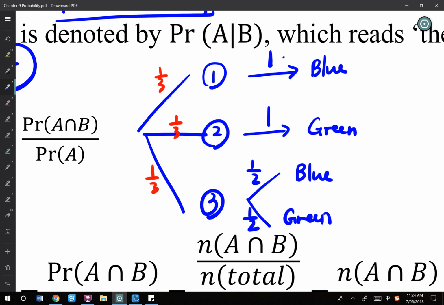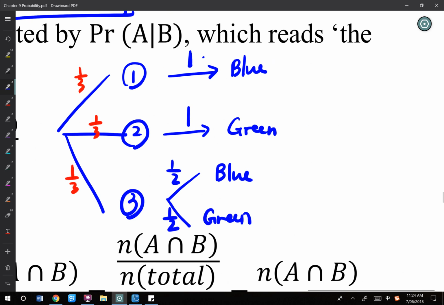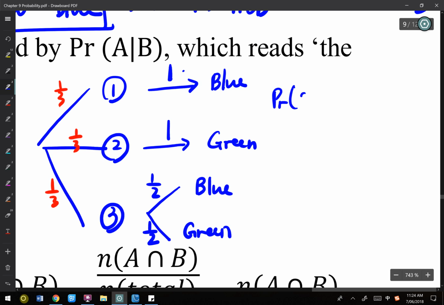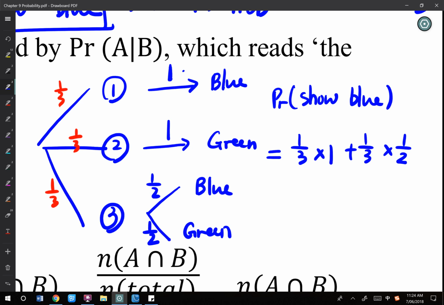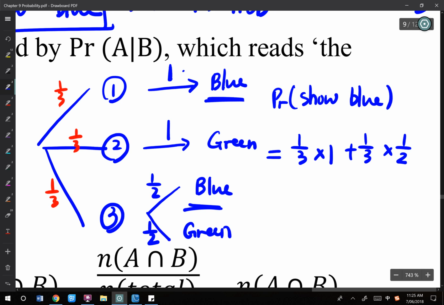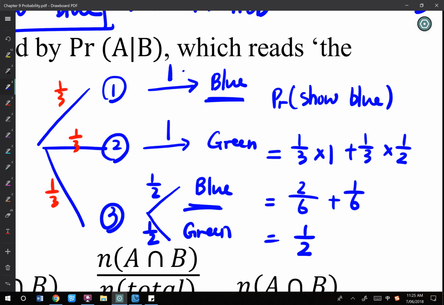So first of all, I pick card 3. In my hand, I can put this way or I can put this way. It depends on random pick. Half and half. So now the probability of showing blue will equal a third times 1 plus a third times a half. Yes, like this is the probability showing blue. So this will show blue, this will show blue. I don't care which card I pick. So that's 2 on 6 plus 1 on 6, which is 3 on 6, which is a half. So the probability showing blue will be a half.